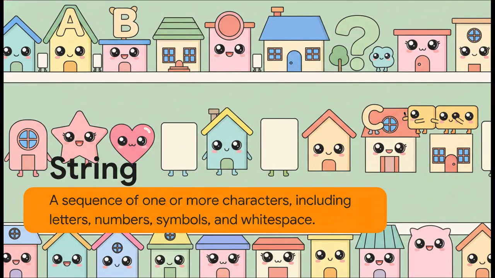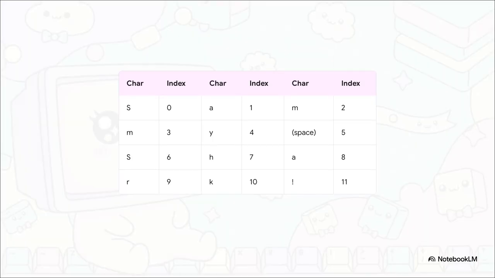The best way to think about it is like houses on a street. A string is just an ordered line of characters. And every single character, a letter, a number, a symbol, even a blank space, has its own unique address. Throughout this breakdown, our guide is going to be our friend, Sammy Shark.